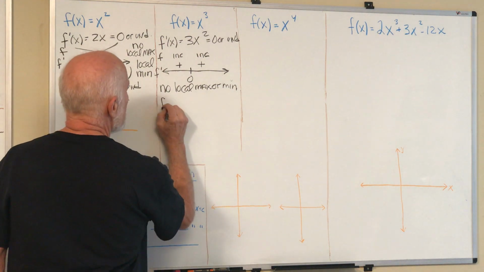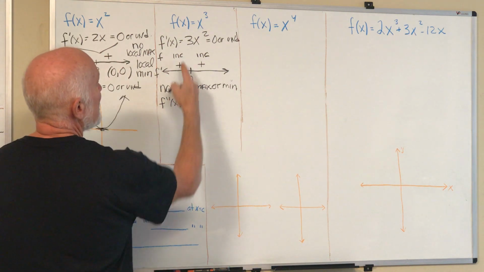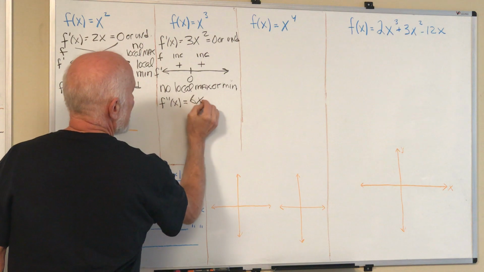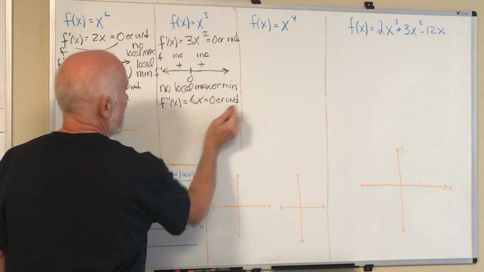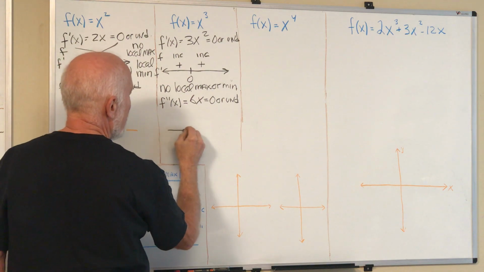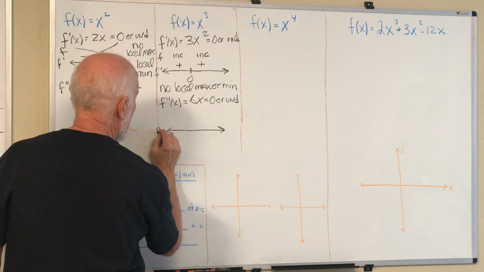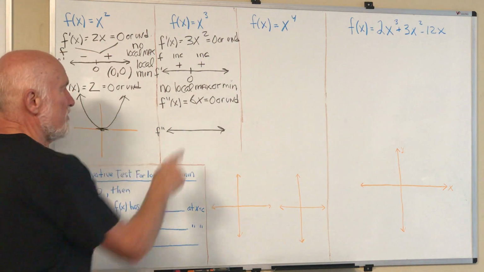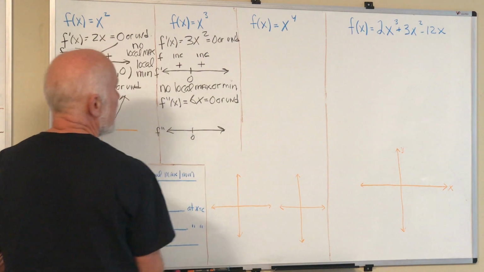Well, let's go to the second derivative. See if that tells us anything. The second derivative is 6x. I'll set that equal to 0 or undefined. And again, the only point we find is for the second derivative, and I'm going to label it second derivative. It's never undefined, but at x equals 0, it's 0.